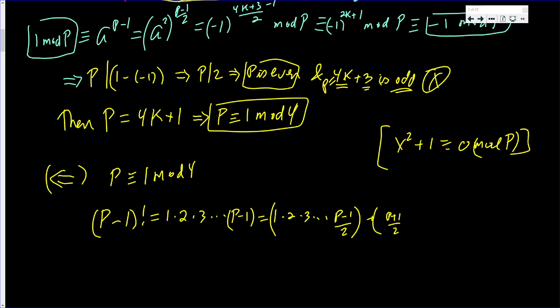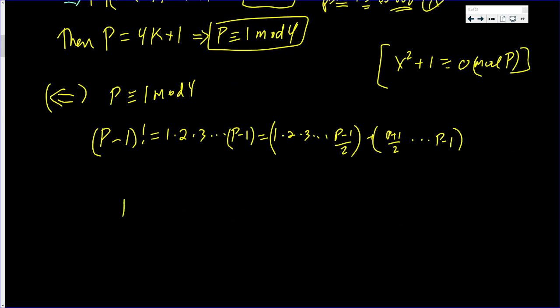And then all the way down to p minus 1. Now, let us look more carefully at the second set of brackets. We have p plus 1 over 2. Well, if I add p to it, then this is really negative p plus 1 over 2. And if I add p to it, the mod won't change.